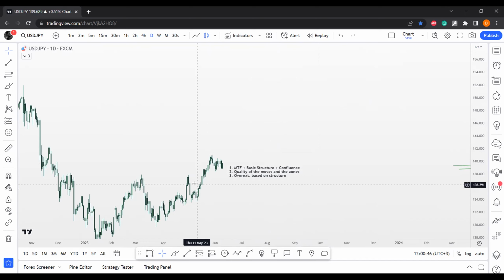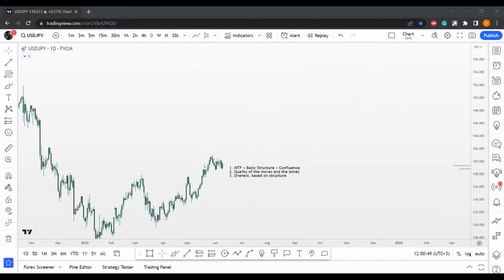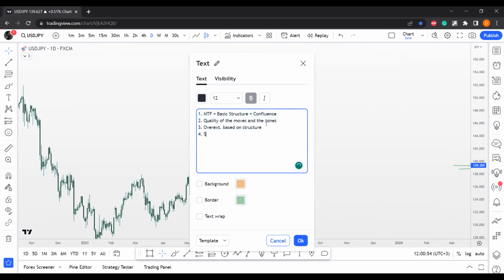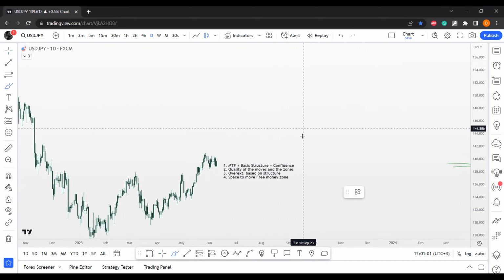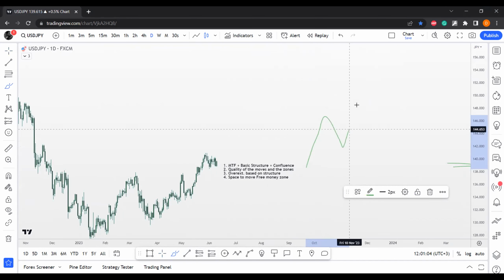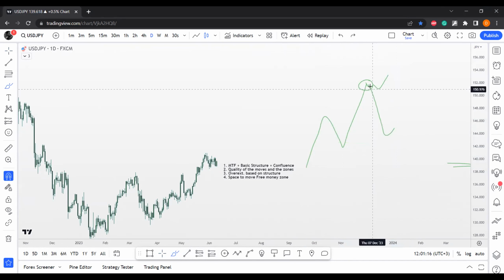So overextension I discussed. Now, space to move from a zone. This is like again what was discussed, but space to move, or some mentors call it the free money zone. What it simply means is: where are you looking for a trade? Are you looking here to go long, basically missing this move, or are you looking at it on the mitigation, like you discussed right now? And what is the problem with this trade? Your invalidation zone for this bullish range is just huge.